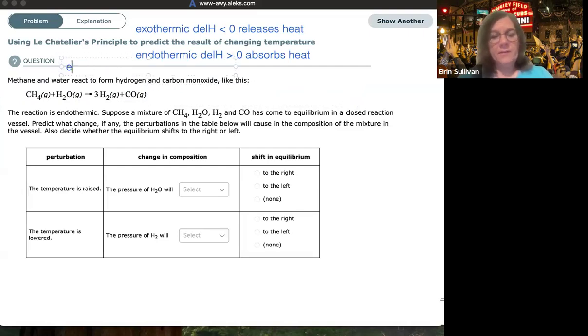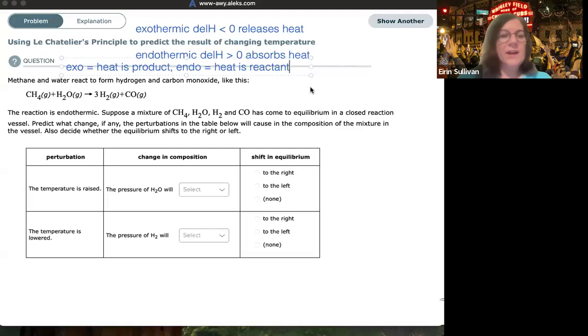So exo, heat is product, and endo, heat is reactant. And that just makes it a little bit easier to organize your thoughts if you've actually written something down on the paper that reminds you.